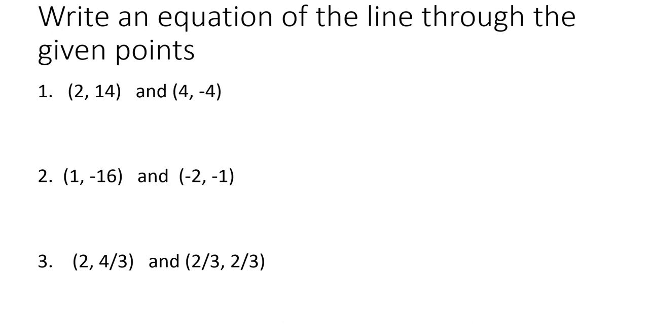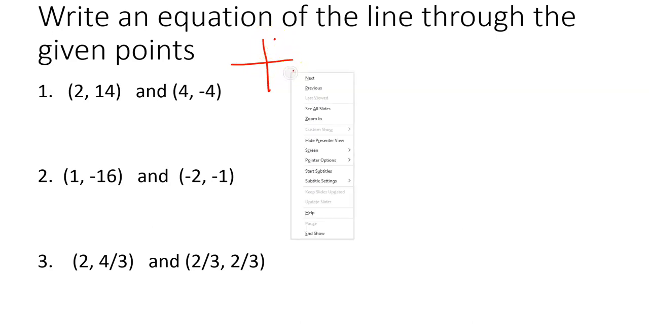So in this case, if you take a look at the first one, we're looking at the points (2, 14) and (4, -4). If you want to get a quick idea as to what these points look like on the coordinate plane, (2, 14) is way up here, and (4, -4) is down there. So we're going to try to write the equation for the line that connects those 2 points.